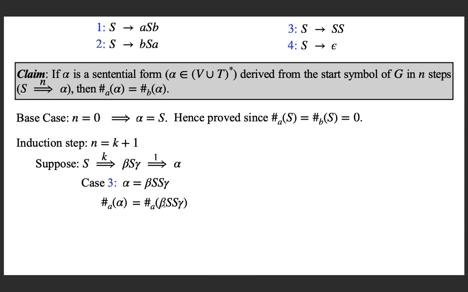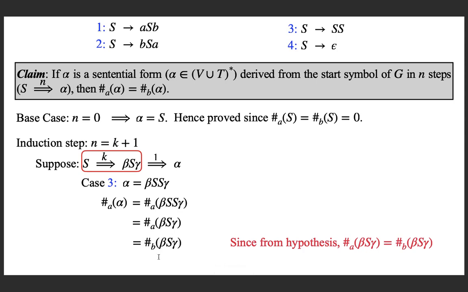You substitute alpha here, and when compared to this, you are replacing capital S with SS. So, you are not introducing any A's. So, it is the same as the number of A's in this string. And from the induction hypothesis, we know that it is the same as the number of B's here. So, you can say that even if you replace S with capital SS, you are not introducing any B, so it is the same. So, we are proving that the number of A's in alpha is equal to the number of B's in alpha in the third case as well.